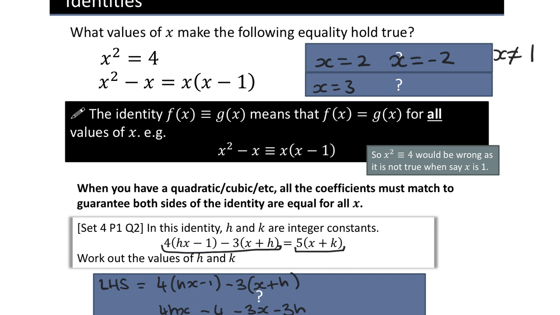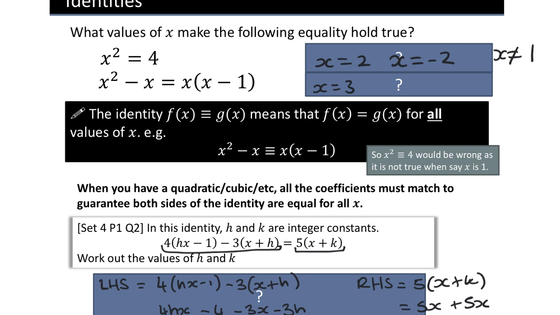Okay, so then if I simplify this a bit more, I'm going to get 4hx minus 3x minus 3h minus 4. And on one side I can factor out an x. So x is 4h minus 3. And then I'm just going to be left with minus 3h minus 4. Now for my right-hand side, I have 5 lots of x plus k, which is 5x plus 5k.